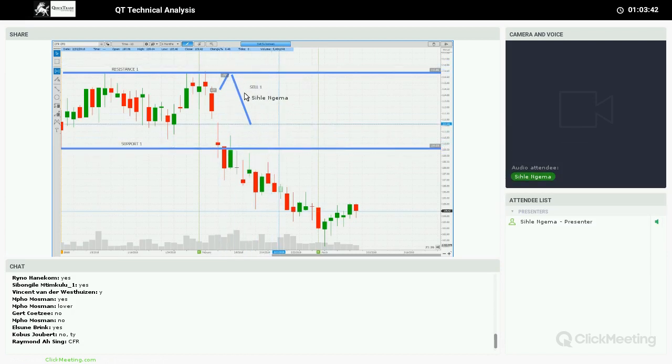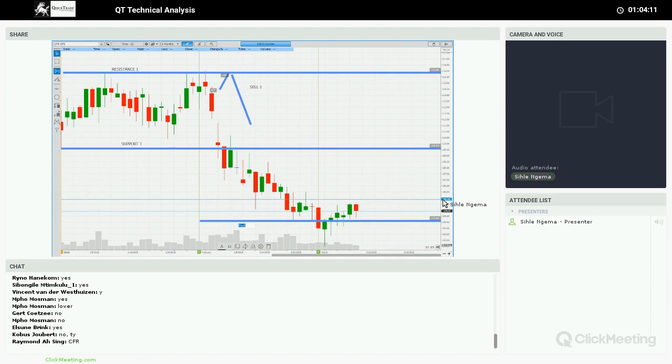Now the month of February, its resistance is the same as the resistance of January, but the support on the other hand is slightly different. The lowest price reached for the month of January, which would be our support, is right there. This would be my support 2 now for the month of February. Support 2. There you have it. I have support 2 for the month of February.